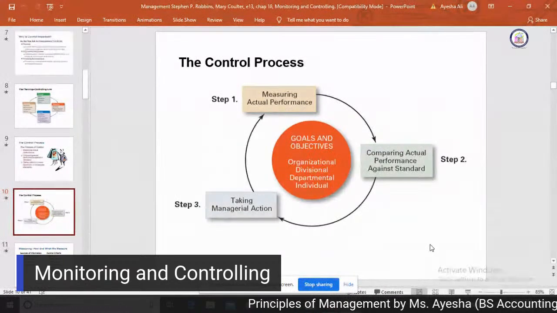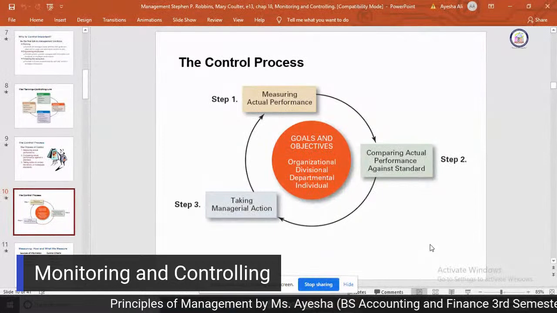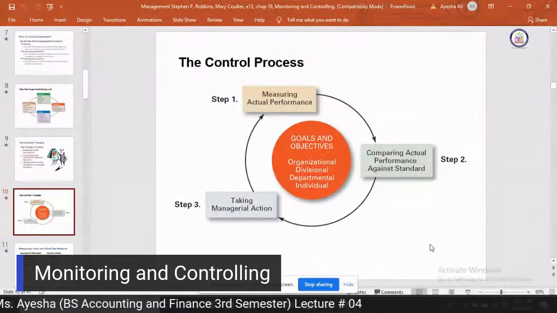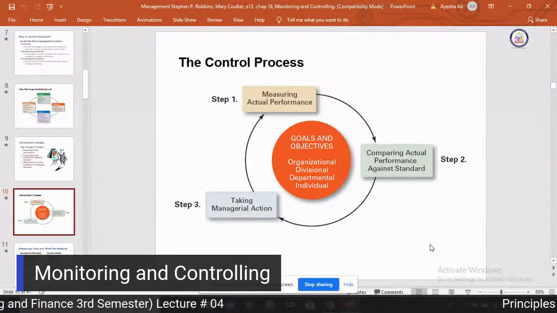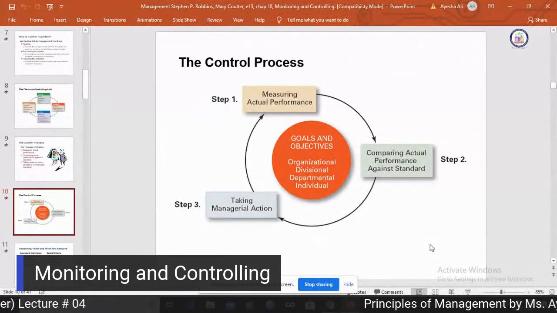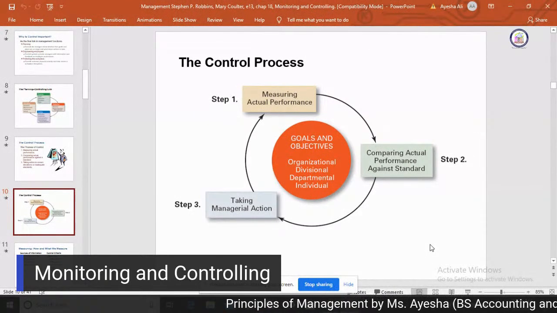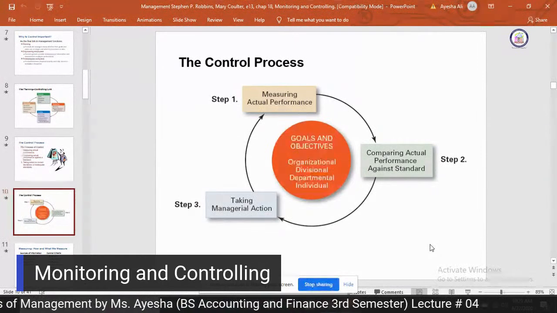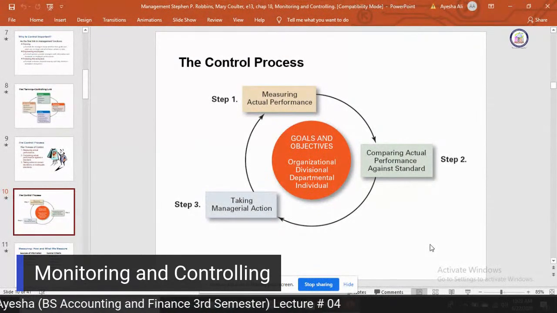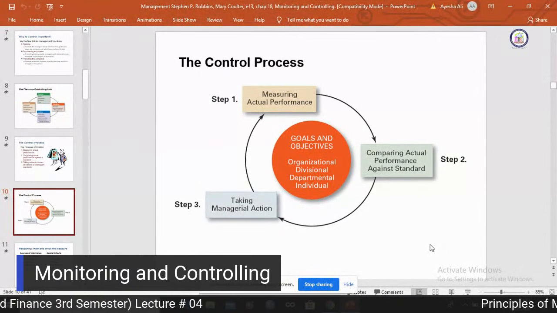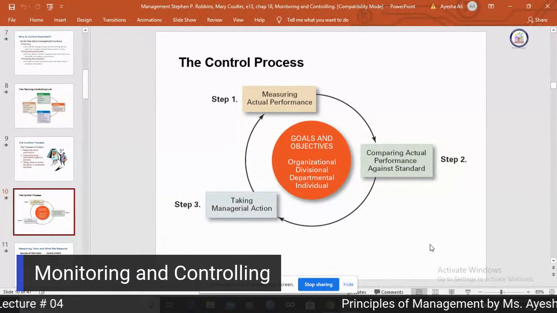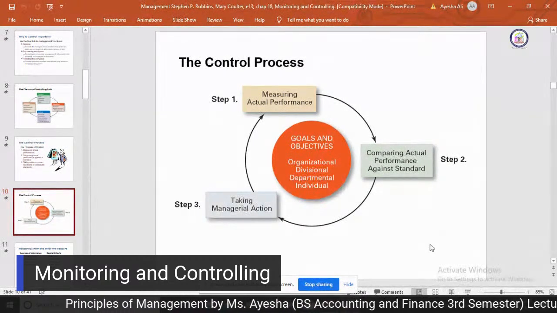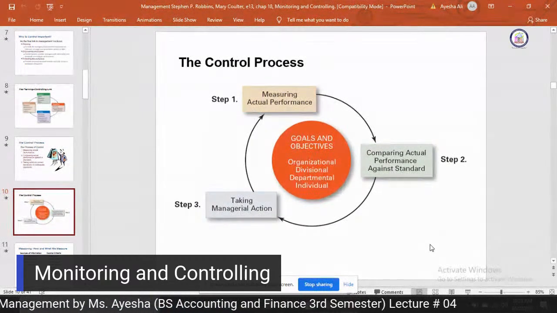Then we have the divisional goal. If we take the example of Unilever, we have so many divisions: food, beverage, and skincare. So every division has their target. The skincare division wants to target 10 crore, and the beverage division is targeting 15 crore. So everyone is setting their goal, everyone is setting their target, and they work on it.